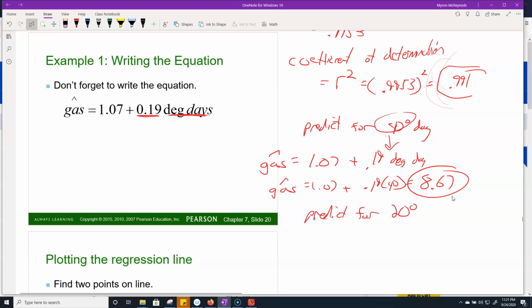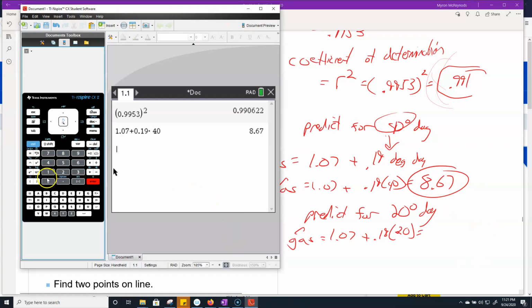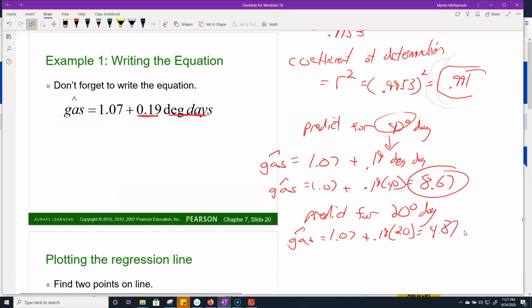So let's predict for a 20-degree day. And for a 20-degree day, I expect my gas bill to go down, right? So 1.07 plus 0.19 times 20. You plug in 20 and see what you get. 1.07 plus 0.19 times 20, and I get 4.87. So that would be my prediction on a 20-degree day.